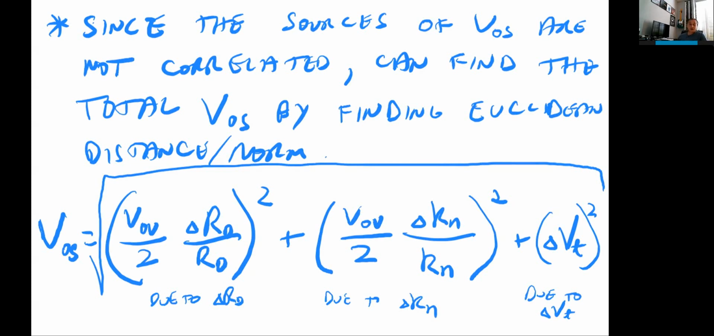All right, so now that we understand all these effects, let's look at the actual conversion from differential to single-ended output using a current mirror load. So let's see what we're going to do.